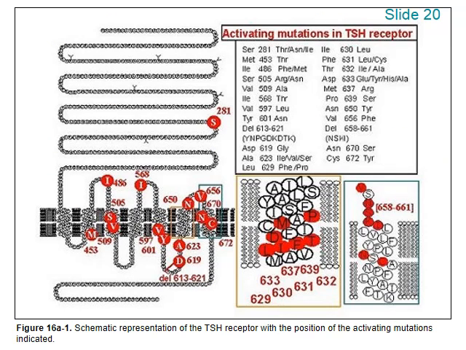Now, this is a schematic representation of the TSH receptor. Do you remember where that receptor is? Is that receptor in the pituitary gland? No, right? It's in the thyroid gland. Remember, this is the receptor that's going to activate thyroid cells to produce thyroid hormone.